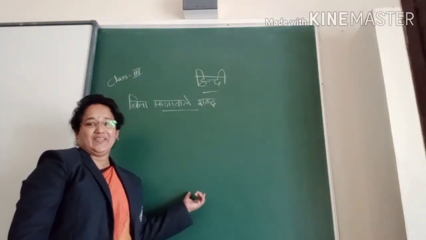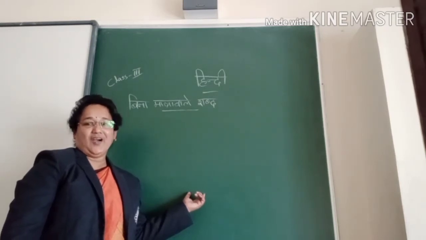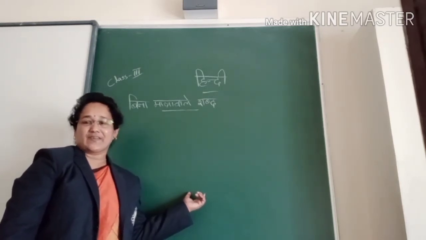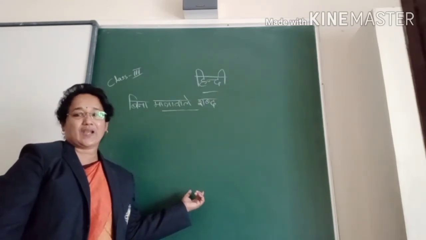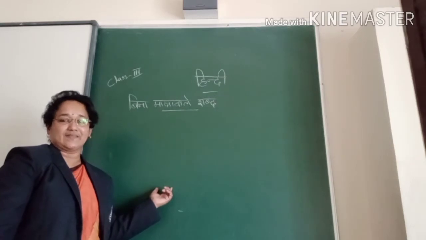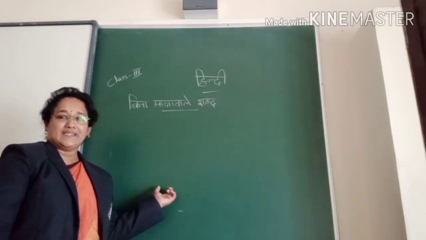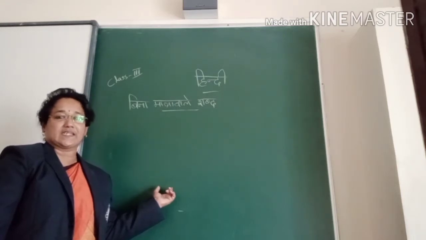Today we can learn words: how to make words from the Varnamala, or alphabets. Okay, two-letter words and three-letter words that we can learn today. It is in your textbook, lesson number 2.